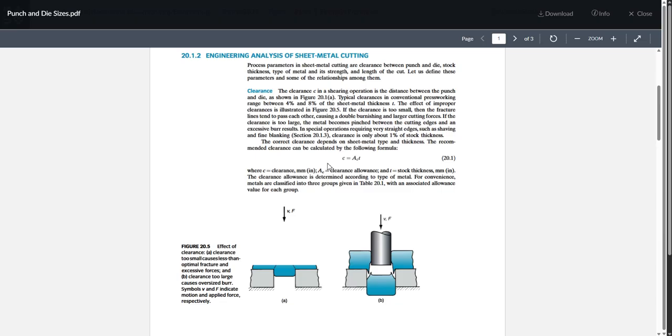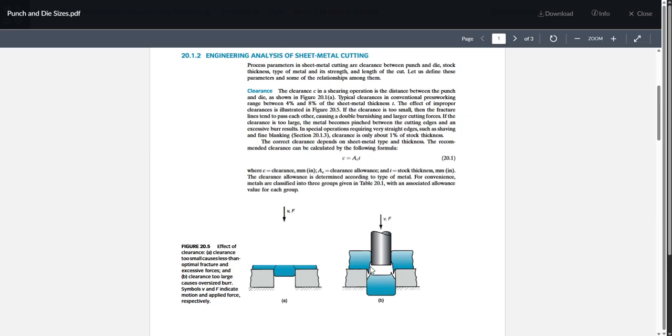The clearance can be calculated by using equation 21. The clearance is equal to the AC multiplied by the T. We have to remember something: the thicker the metal is, the higher the clearance required is. The clearance is going to be the distance from here to here. The punch should be smaller than the die by a certain clearance to allow the material to flow through.